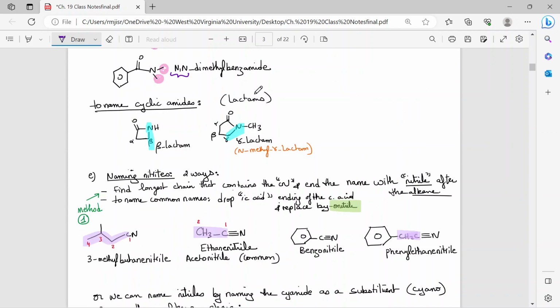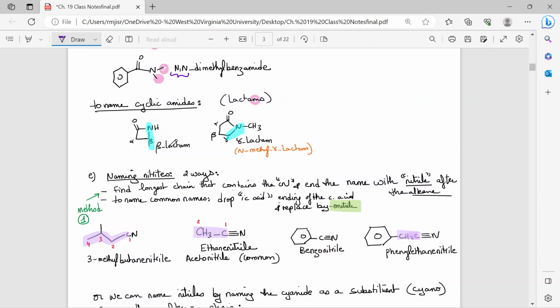Amides also can be cycles, and we need to differentiate the cycles of the amides from those of the esters. So esters, we call them lactones. These ones, we are going to call them lactams. The M over here stands for the amide in there. And we're going to name them exactly the same based on the connection of the nitrogen to the adjacent carbon.